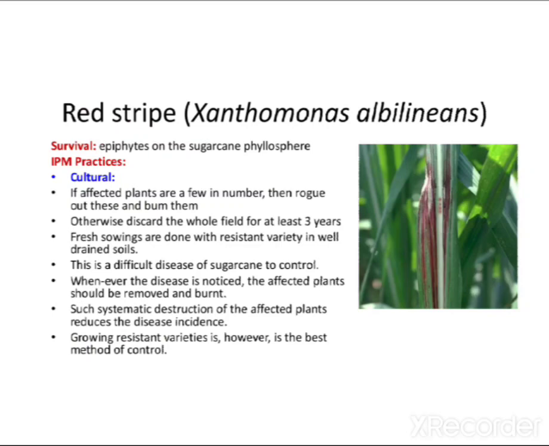So this is a very difficult sugarcane disease to control. Therefore, whenever the disease is noticed, the affected plant should be removed and burned immediately. Otherwise, once the pathogen is established in the field, it is very hard to remove from the field, and that is why its establishment should be avoided. Systematic destruction of the affected plants reduces the disease incidence, and growing resistant varieties is also among the best management practices for managing this particular disease.